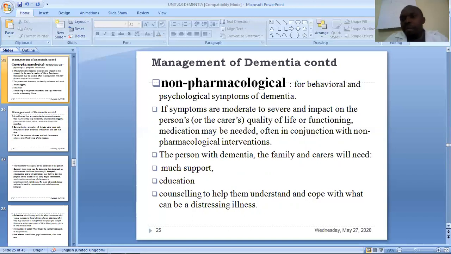So when you're attending to the patient with dementia, you also have to bring in the aspect of attending to the relatives. Because when you're not there, as you send the patient home on medication, those relatives must know how to handle the patient. So you must educate both the patient and the caregivers of the same patient on how to handle this patient. Counseling to help them understand and cope with what can be a distressing illness in the family should be done.